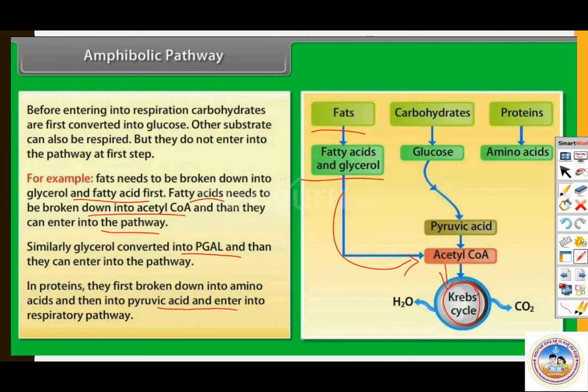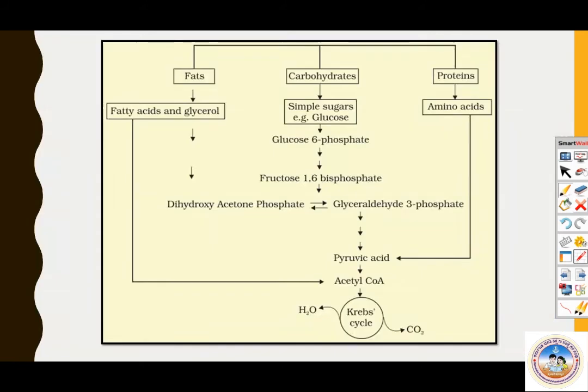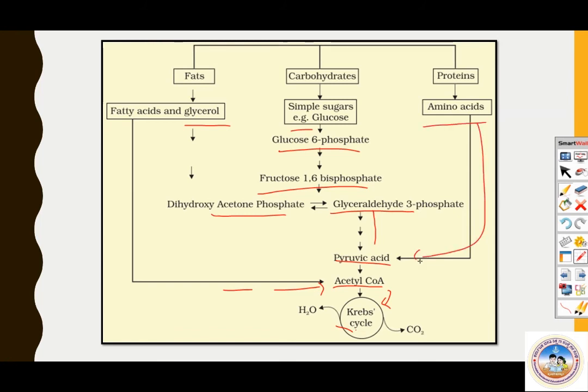Fats are getting converted into fatty acids, then into acetyl-CoA, reaching your Krebs cycle. Next, carbohydrate: simple glucose is getting converted into glucose 6-phosphate, fructose 1,6-bisphosphate, DHAP, glyceraldehyde 3-phosphate. So glyceraldehyde 3-phosphate finally enters into your Krebs cycle by what? Pyruvic acid, acetyl-CoA and Krebs cycle. Whereas proteins are getting converted into amino acids, amino acids are getting converted into pyruvic acid, and finally it reaches your Krebs cycle. So this is nothing but your amphibolic pathway.